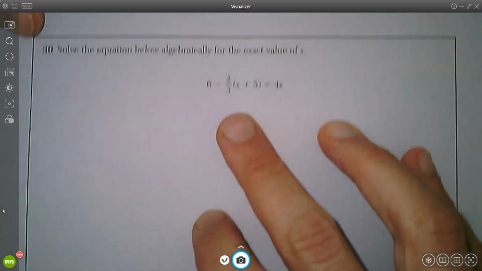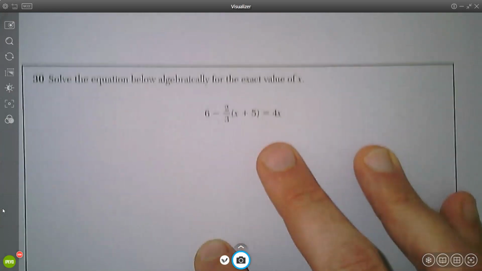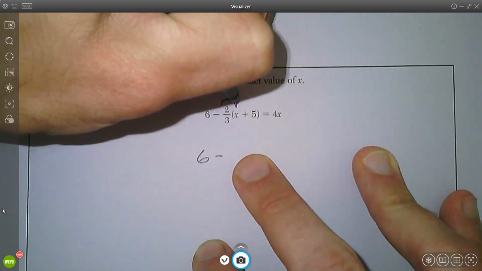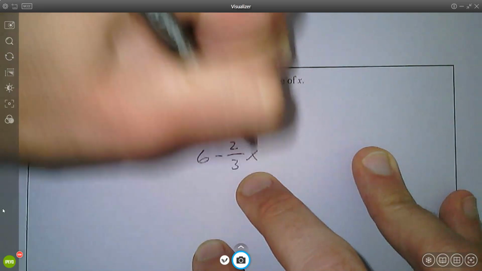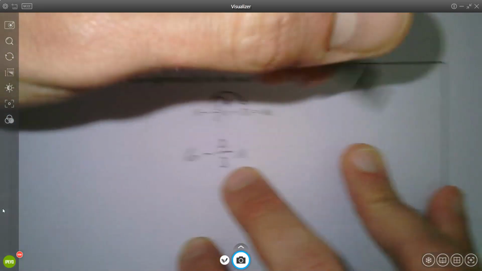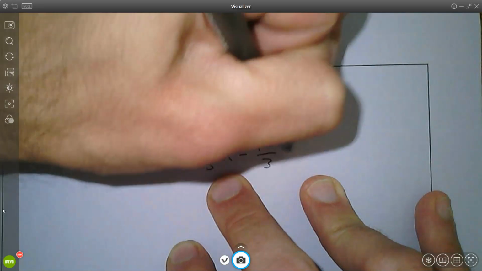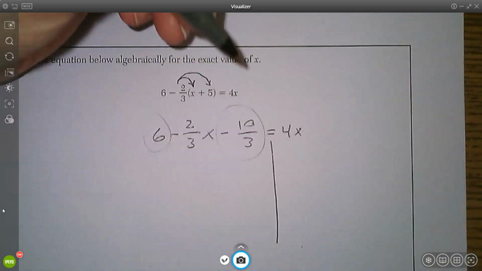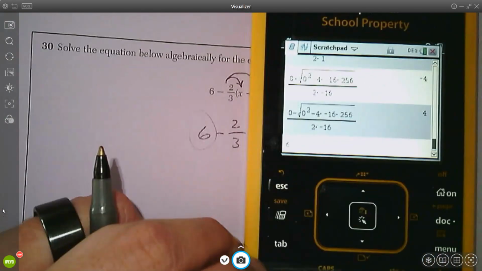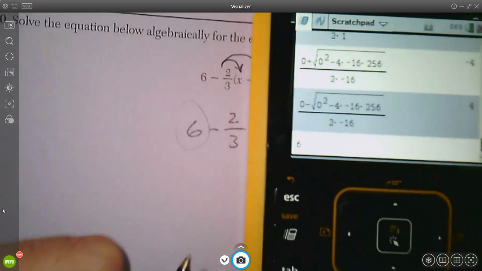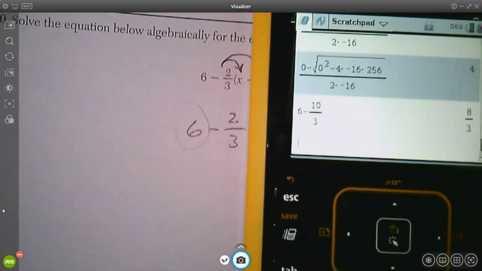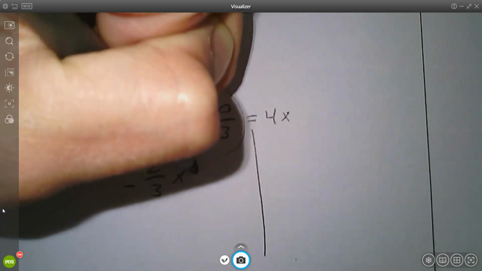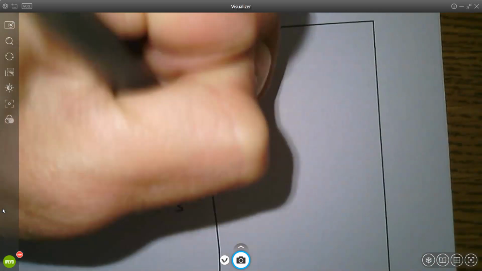Question 30, solve algebraically for the exact value of x. So we got a little distributive property here. So it's going to be 6 minus 2/3 times x is negative 2/3 x. 2/3 times 5, do that in the calculator, you get negative 10/3 equals 4x. So I'm going to combine 6 minus 10/3. So 6 minus 10/3 is 8/3. So I have negative 2/3 x coming down plus 8/3 equals 4x.